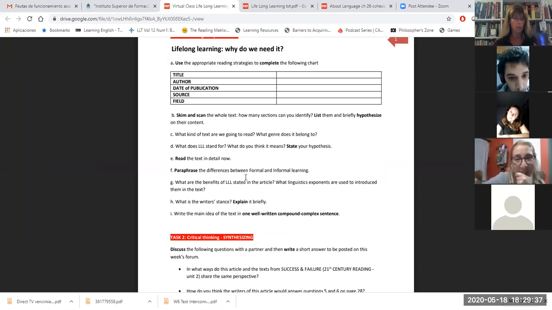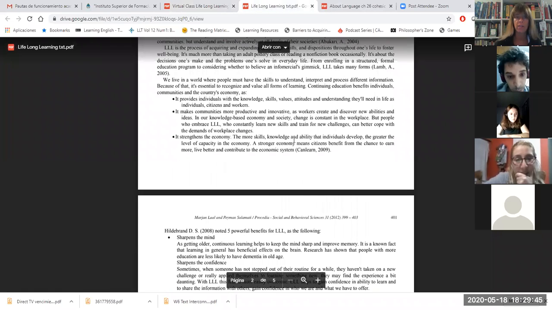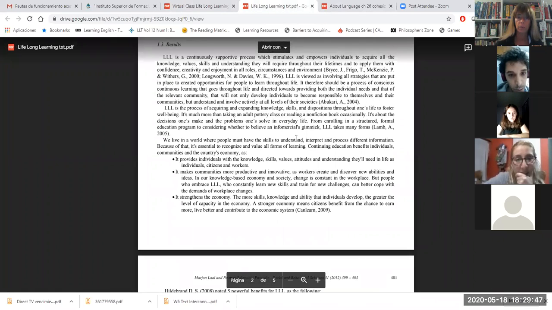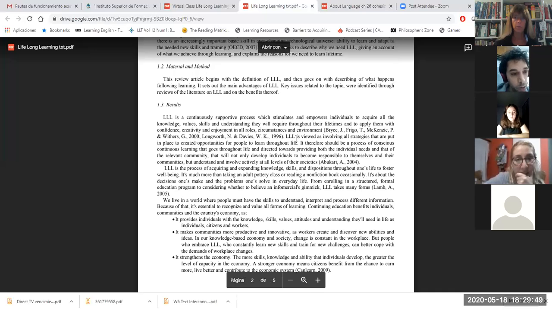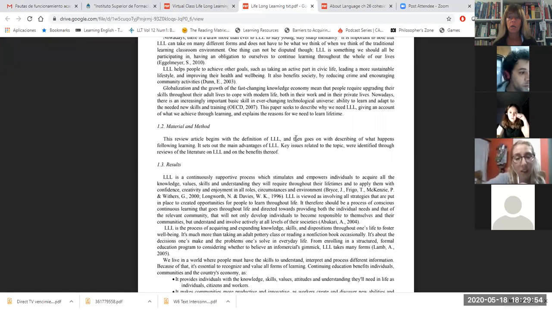What's the writer's stance? So what did we say about the writer's stance? That's the question. I don't know what that is. What they think, I think. Their position. Yes. Okay, the stance is what they think, their point of view.